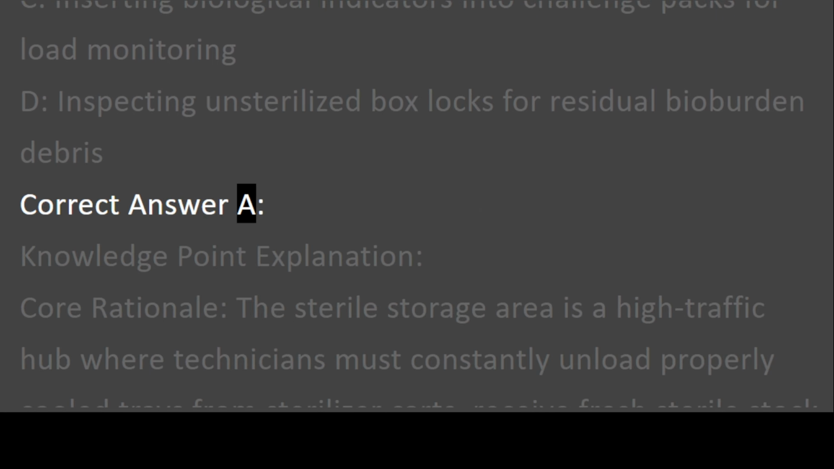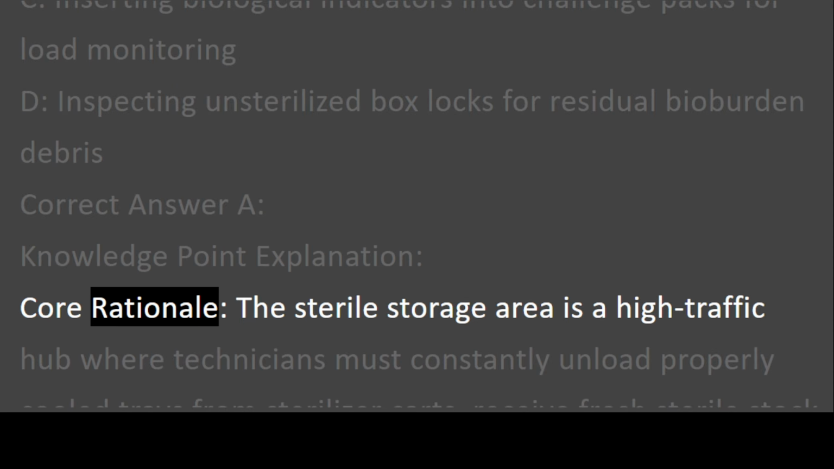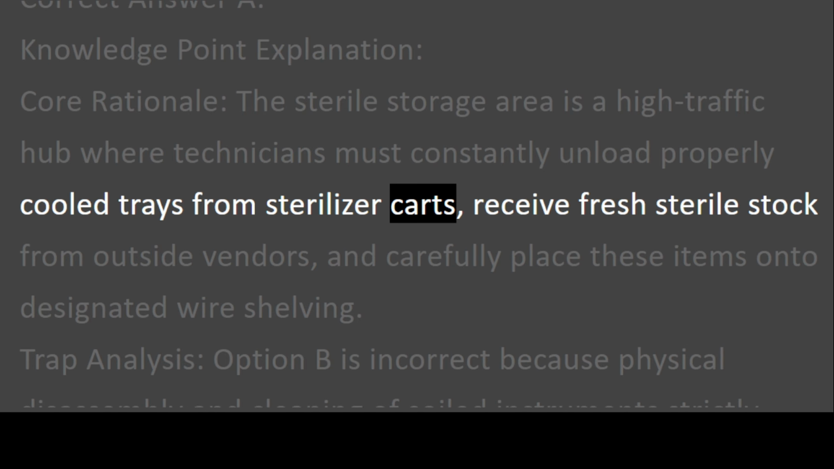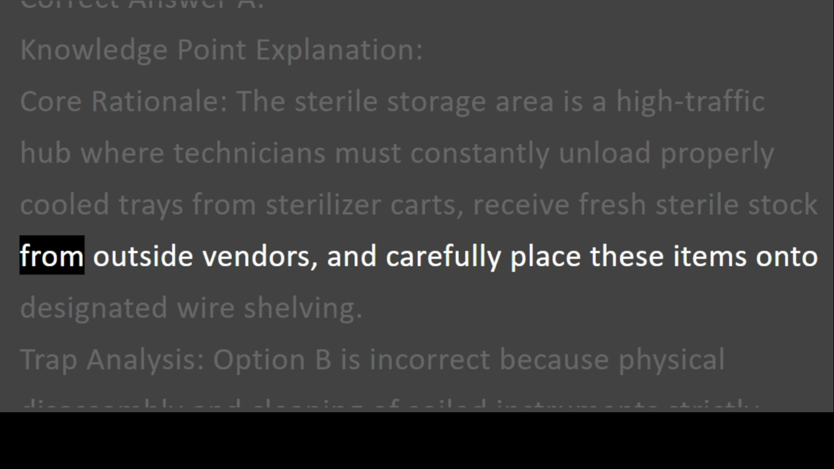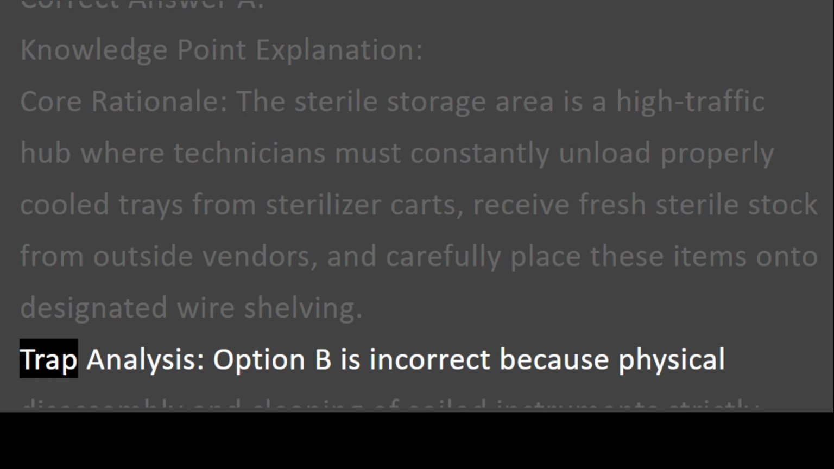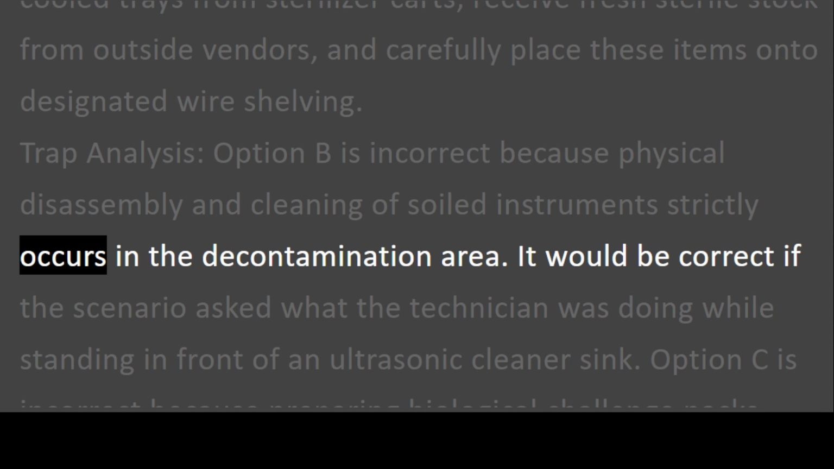Correct answer A. Knowledge point explanation. Core rationale. The sterile storage area is a high-traffic hub where technicians must constantly unload properly cooled trays from sterilizer carts, receive fresh sterile stock from outside vendors, and carefully place these items onto designated wire shelving. Trap analysis. Option B is incorrect because physical disassembly and cleaning of soiled instruments strictly occurs in the decontamination area.